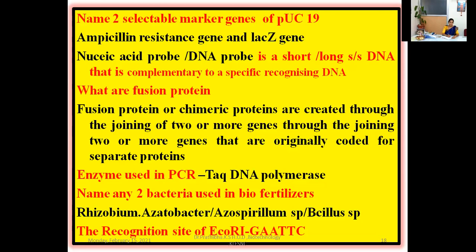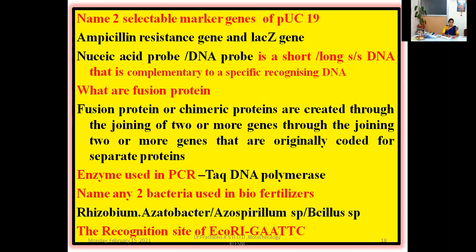Next question, what are fusion proteins? Fusion proteins are chimeric proteins created through the joining of two or more genes that originally coded for separate proteins. Enzymes used in PCR: Taq DNA polymerase. By using Taq DNA polymerase, we are able to perform PCR. Okay, that is the extension process. Taq stands for Thermus aquaticus.